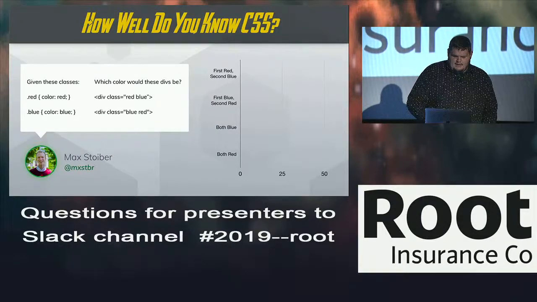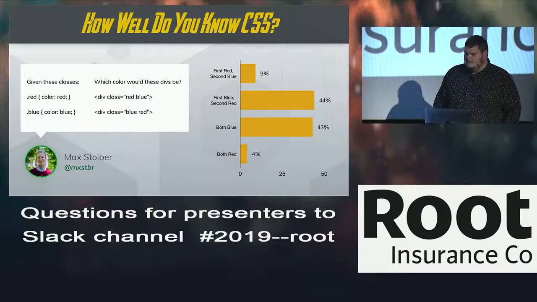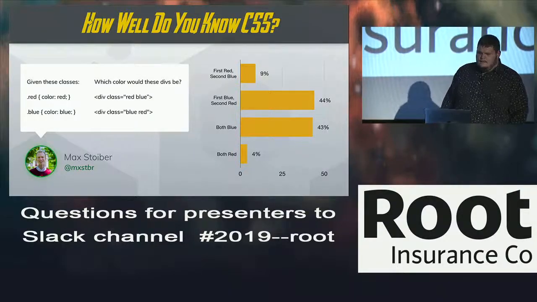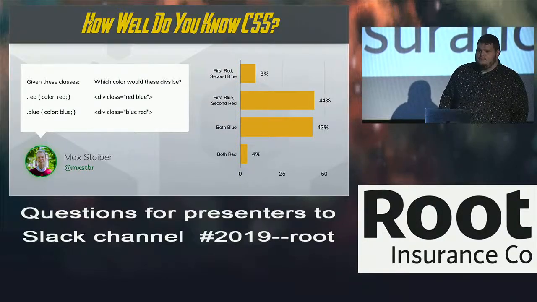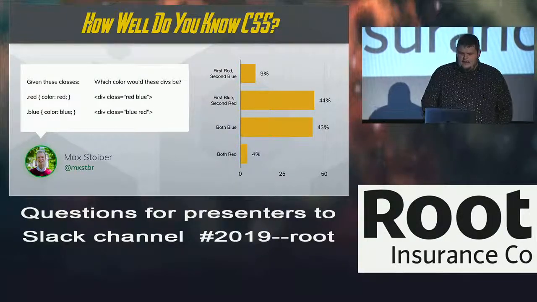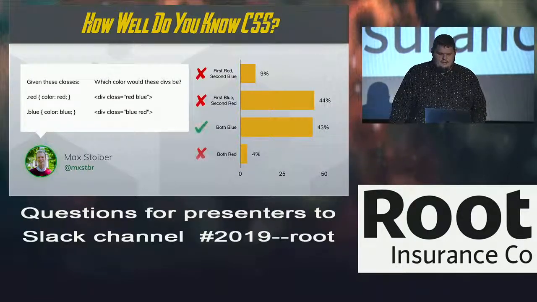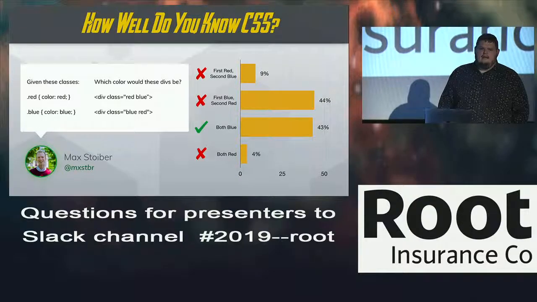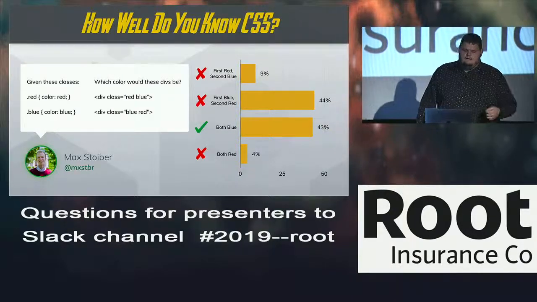So as we get the respondents, we see that 44% of people identified the first one being blue and the second one being red. And then 43% of people said both blue. And that's very unfortunate that we have that sort of misunderstanding. But what's more unfortunate is that the plurality of people were wrong. Now, obviously, this is a Twitter poll. It's not scientific. It's not targeted specifically to front-end developers.